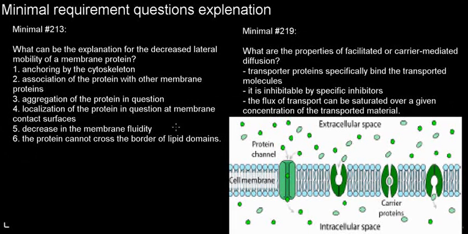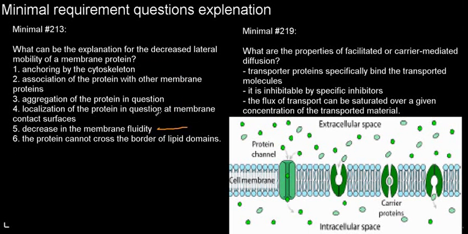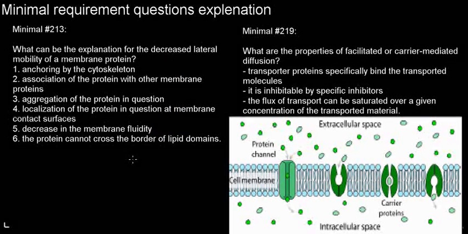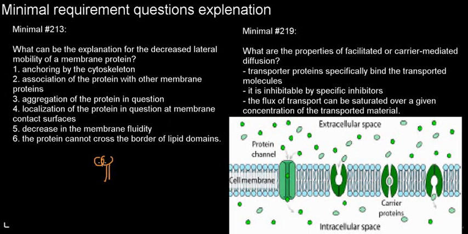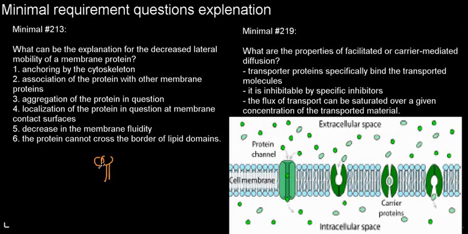Obviously, decrease in membrane fluidity, I think this should be right on top here, because this is a major contributor. If my membrane is in a gel state and everything is really packed together, it's going to be considerably harder moving around through it. And this makes sense, or at least it should. Hopefully it does. And the protein cannot cross the border of lipid domains.